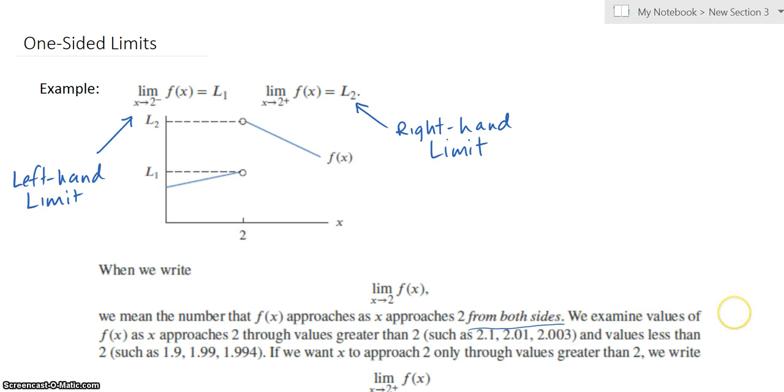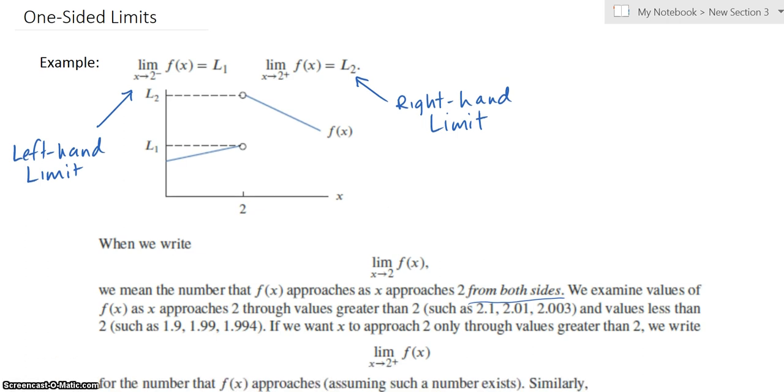We examine values of f of x as x approaches 2 through values greater than 2, 2.1, 2.01, and so forth. That's coming from the right-hand limit, and values less than 2, 1.9, 1.99. Correct. So that is the left-hand limit.